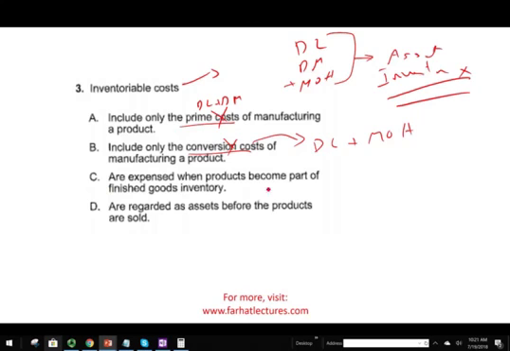Are expensed when the product becomes part of finished goods? Absolutely not. They are assets. They are capitalized when the product is finished. Therefore, what we're left with, D, must be the answer: are regarded as assets before the product is sold. Exactly. Inventoriable costs are treated as an asset until the product is sold. At that point we will expense them as cost of goods sold.